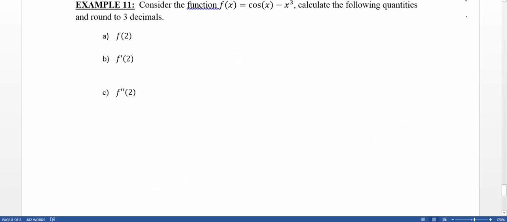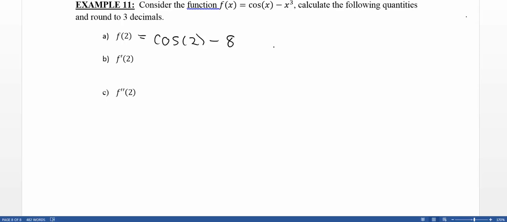Example 11. Consider the function f of x equals cosine x minus x cubed. Calculate the following quantities and round to 3 decimals. So here we're going to start with f of 2. That means we're taking 2 and plugging it into the original function. So when we plug in 2, we get cosine of 2 minus 2 cubed, which is 8. So cosine of 2 minus 8. If we were looking for an exact answer, that's how we would enter it. So if on your homework you're asked for an exact answer, enter it as cosine of 2 minus 8.